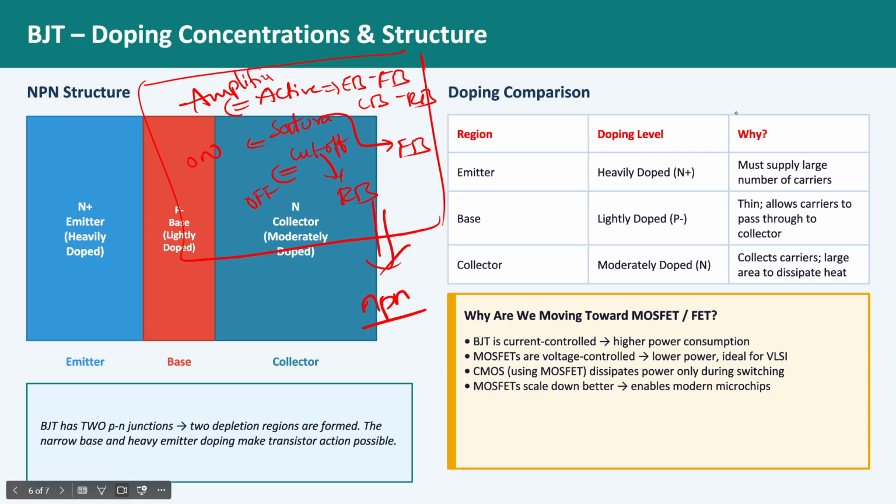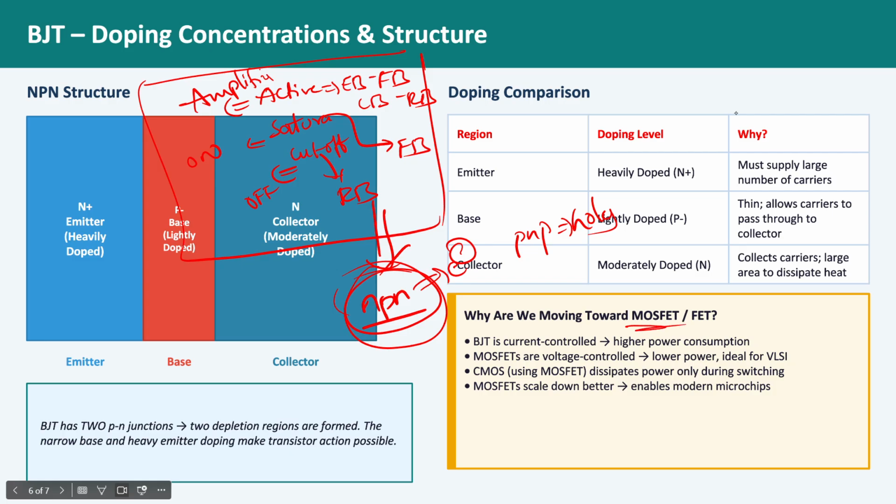The operation of the PNP transistor is also the same, but the majority carriers, the flow of current, is due to the holes. In the NPN, the majority carriers and the flow of current are due to electrons. So in PNP the current is due to the holes.